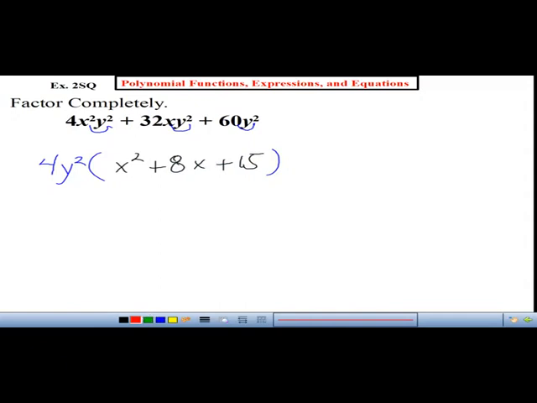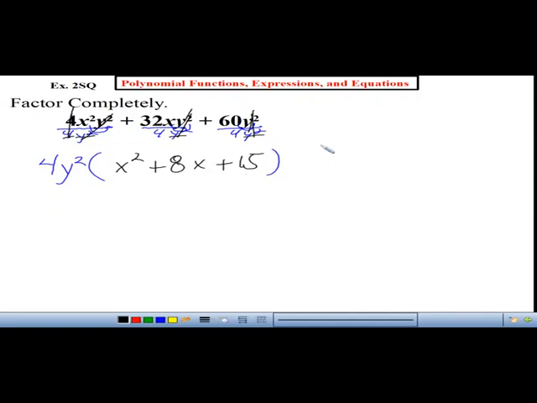Once again, if you don't see it, write it out. Write it underneath. Write 4y squared divided by 4y squared divided by 4y squared. Okay, so now it's easier to see. What is 4 divided by 4? 1. What is y squared divided by y squared? 1. And what's left? X squared. What is y squared divided by y squared? 1. What is 32 divided by 4? 8. And you bring down the x. Y squared over y squared is 1. 60 divided by 4 is 15. And the rest is history.